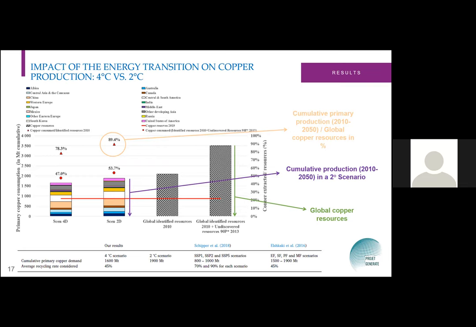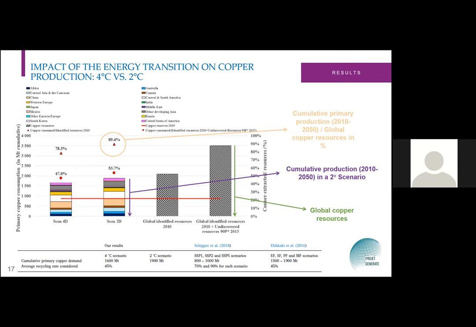to the result. So in this slide, we derive the result corresponding to the evolution of the cumulative primary copper consumption. The two rightmost bars depict the total cumulative copper extracted from mines between 2010 and 2050. And the two leftmost bars represent the global identified copper resources in 2010 and identified resources plus the estimated undiscovered copper resources at 90% chance assessed in 2013 by USGS.